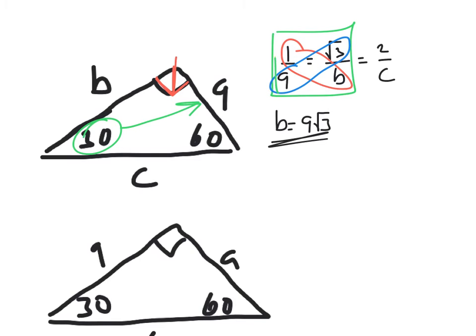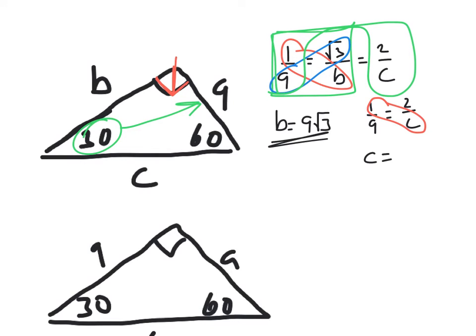C is going to be from the 1 over 9 and the 2 over C. I should have used a different color there. That's okay. I'll just rewrite it. So cross multiplying, 1 times C equals 9 times 2. Let's look at the next one.